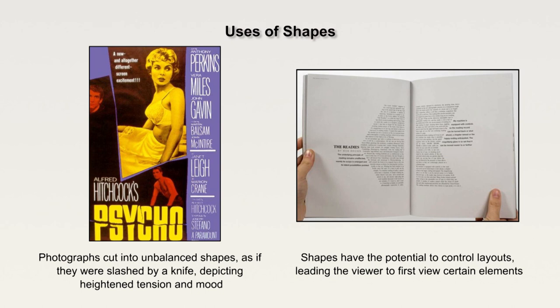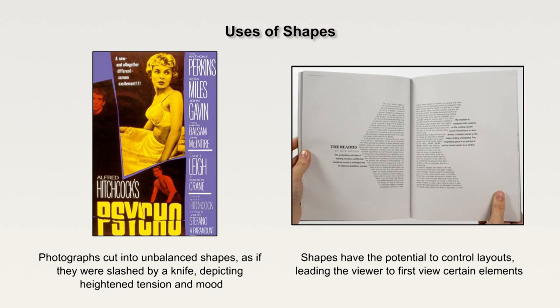Uses of shapes. Photographs cut into unbalanced shapes as if they were slashed by a knife depict heightened tension and mood. Shapes have the potential to control layouts, leading the viewer to view certain elements first.